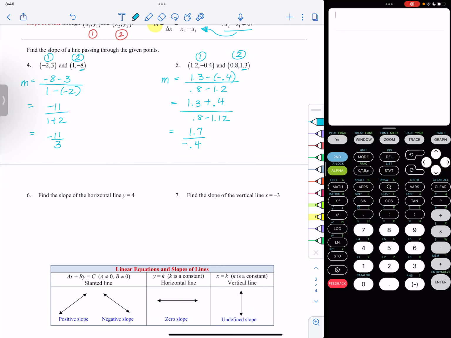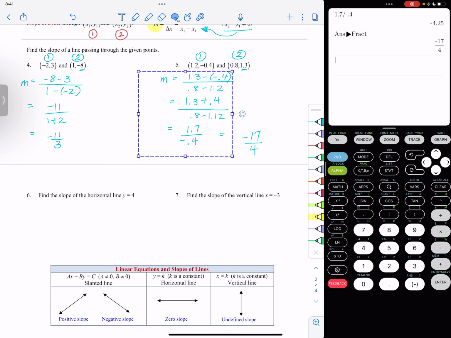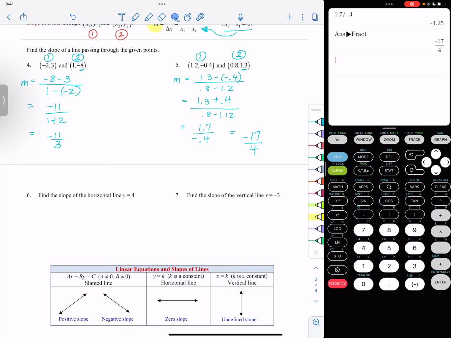And if you have used your calculator's fraction capabilities, it is very, very nice. So we'll start with 1.7 and divide that by the opposite of 0.4. Press enter, and now we're going to press the math button, and then we're going to press frac. And that is equal to -17/4.